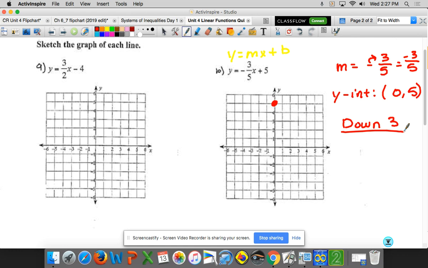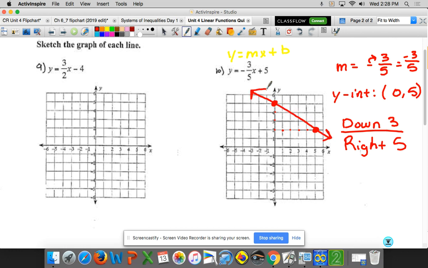3, and since my 5 is positive, right 5. So we're going to go down 3, 1, 2, 3, and then right 5. We're going to plot a point, and then all we've got to do is draw a line.